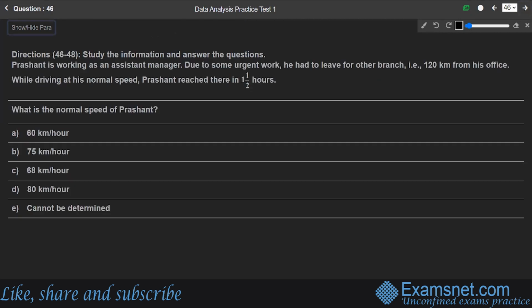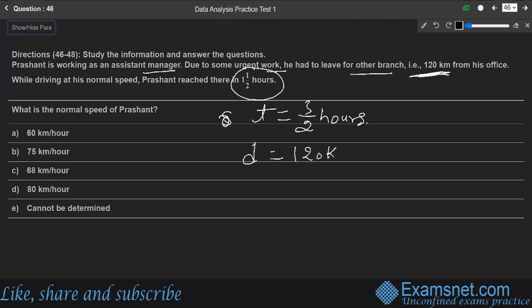Now the next question is: Prashant is working as an assistant manager, and due to some urgent work he had to leave for another branch that is 120 kilometers from his office. While driving at his normal speed, Prashant reached there in 1.5 hours. So clearly, the time is given as 1.5 hours, that is nothing but 3/2 hours, and the distance is given as 120 kilometers. This is the data that is given to us.